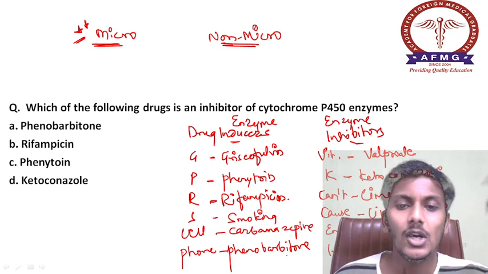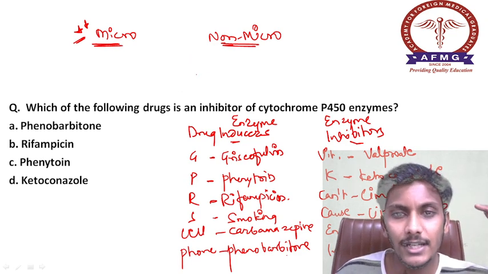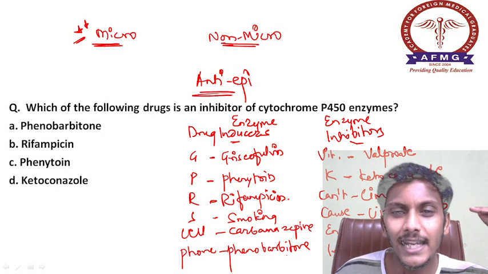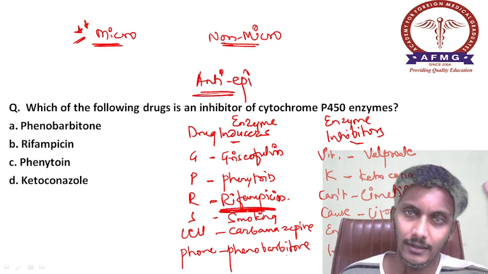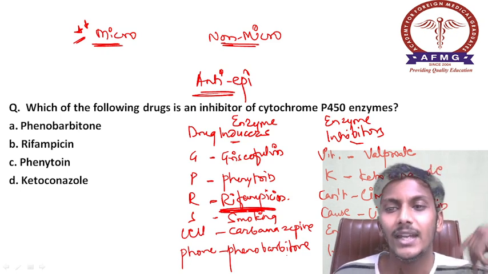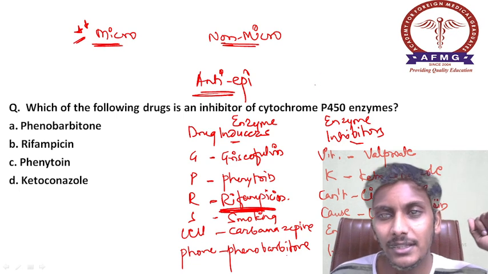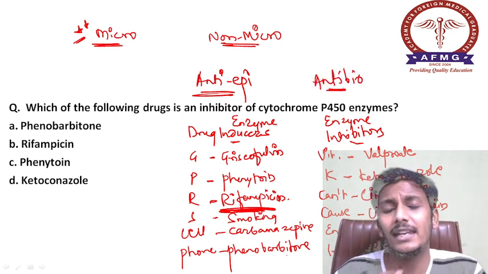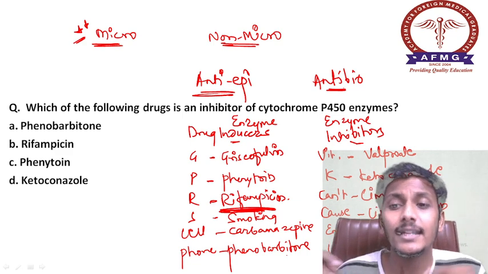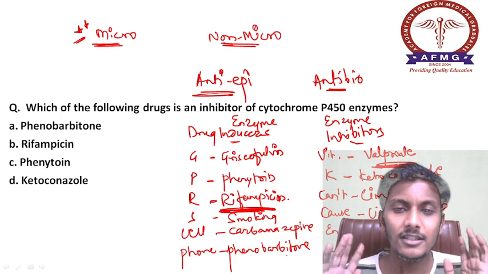So please remember, in the enzyme inducers, you can see most of the enzyme inducers are your anti-epileptic drugs, except rifampicin, which is an antibiotic. Important. Second, in enzyme inhibitors, you can see most of the enzyme inhibitors are your antibiotics, except valproate, which is an anti-epileptic drug. This is the funda to remember.